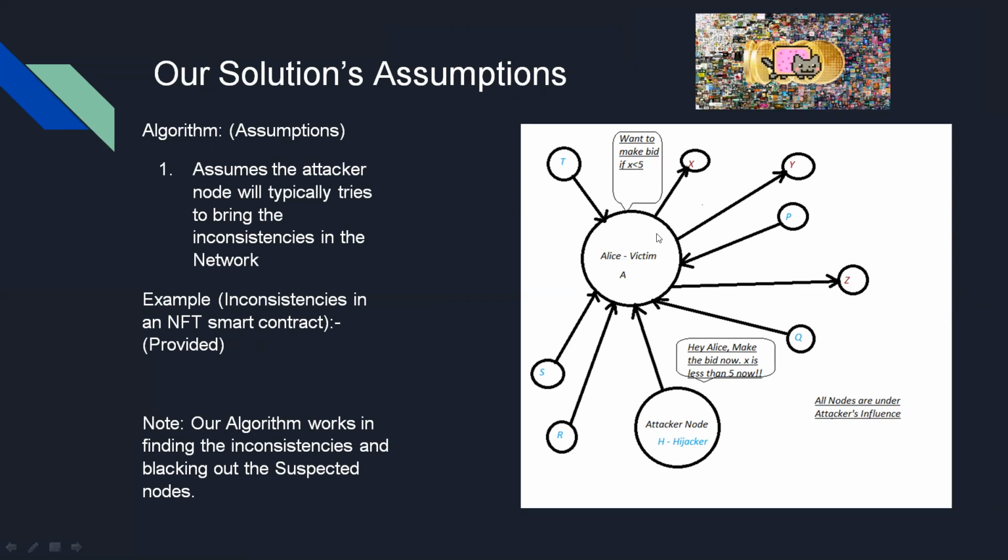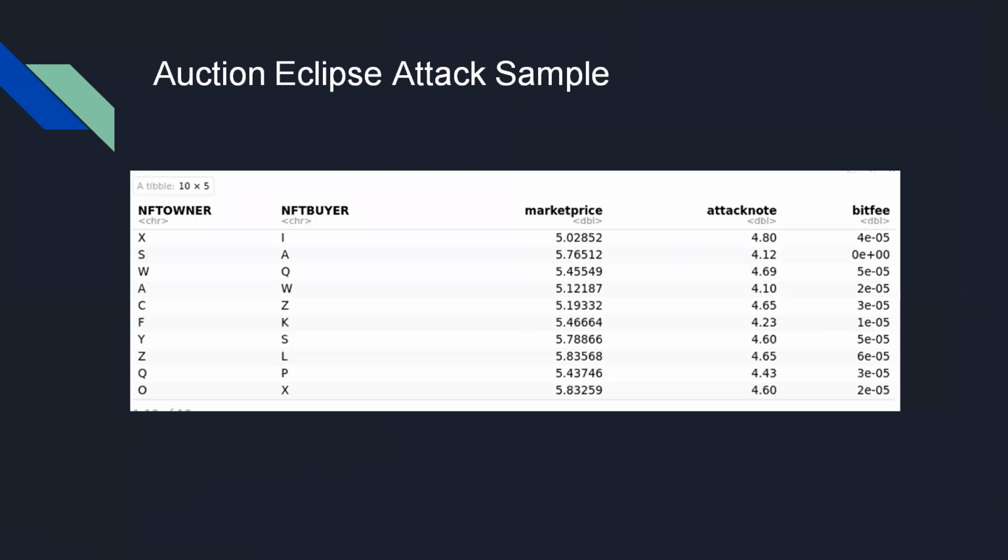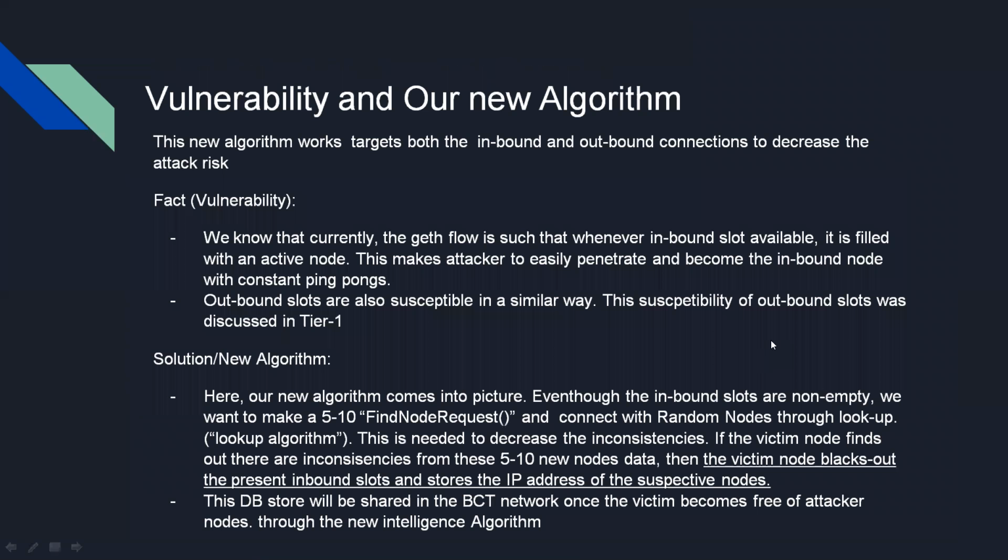Our new algorithm works in finding these kinds of inconsistencies and blacking out the susceptible nodes. Recently, lots of NFT attacks have happened. This slide presents a particular NFT auction attack. Now coming to our algorithm, we will target a vulnerability to negate it as shown. This new algorithm targets the inbound and outbound connections to decrease the attack risk.